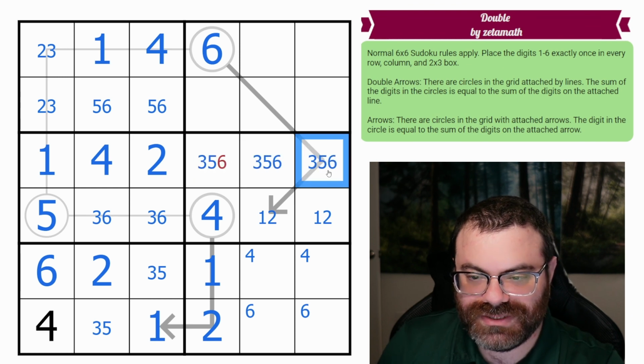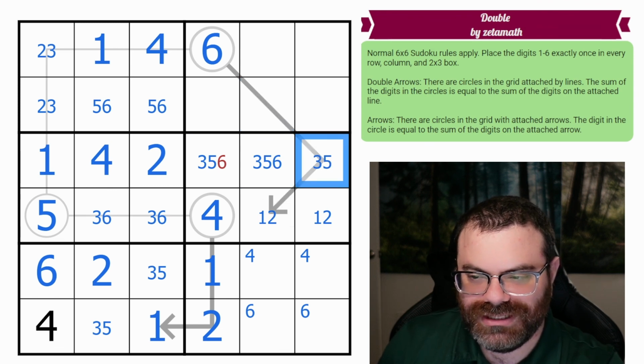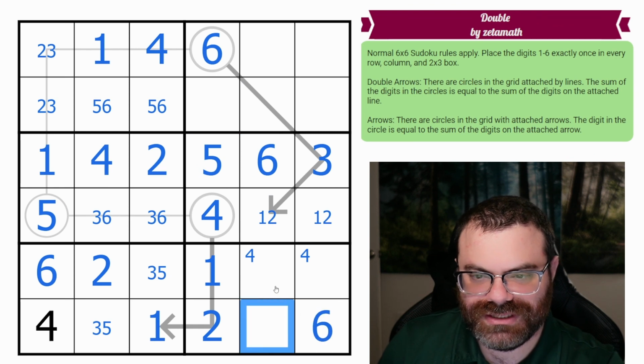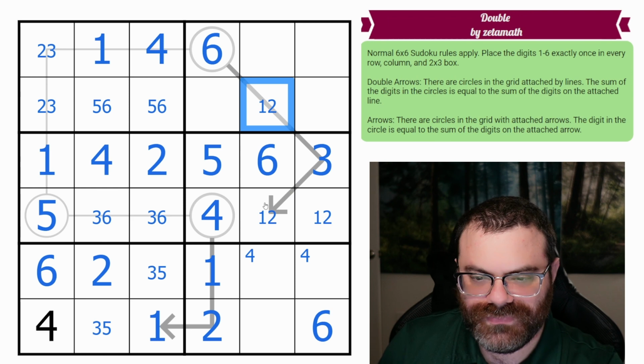We're not putting a 6 on a 6 arrow. We're also not putting a 5 on a 3-cell arrow, because these would have to add to 1. So this has to be the 3. That places the 5 and the 6. That places this 6. This is a 3, so these have to add to 3. The only way is a 1, 2 pair.